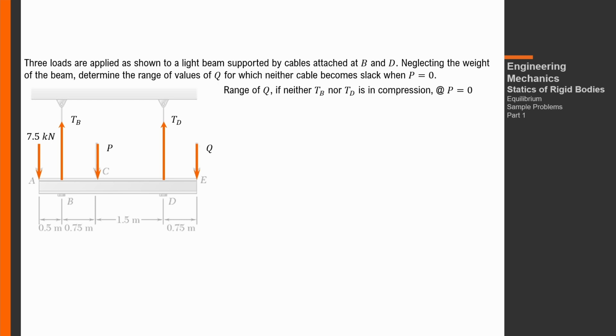So, ang required range of Q, kapag yung tension sa B or tension sa D is not in compression or kumbaga slack. Kapag slack, hindi siya tight. So, magiging tight lang yung cable kapag in tension siya. At saka yung isa pa, yung P is equal to 0, so disregard lang yung P sa problem. So, kapag yung tension sa B is equal to 0, ibig sabihin, isa to sa mga limiting values niya para hindi maging slack yung cable.